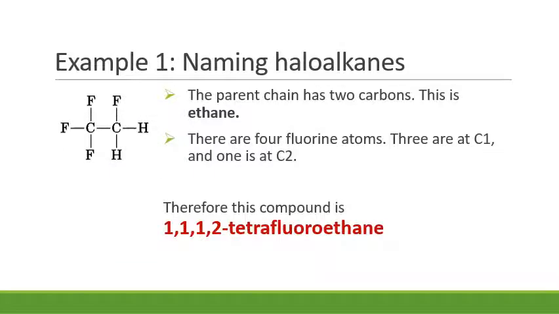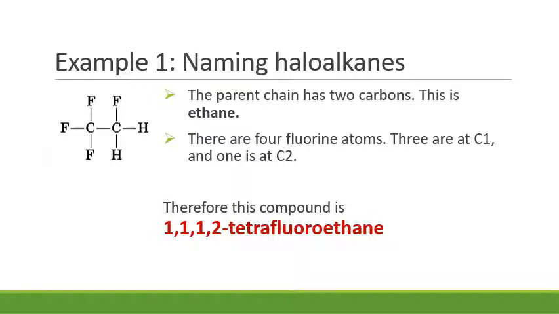Slide 5. Example 1, naming haloalkanes. As an example, consider the following molecule. This compound is an example of the class of compounds called chlorofluorocarbons. These compounds were once commonly used in refrigerators, but their use is now discontinued as overwhelming scientific evidence shows that chlorofluorocarbons destroy the ozone in the ozone layer of the atmosphere, producing the ozone hole. This ozone hole lets in harmful UV radiation that causes damage to living cells.